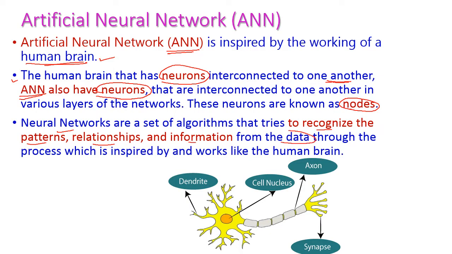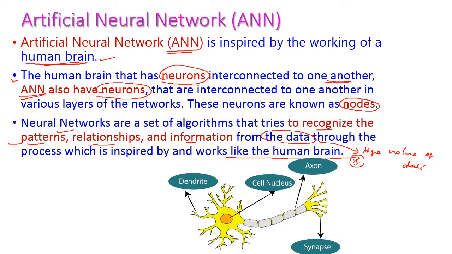The data is actually a very huge volume of data. From the huge volume of data, we need to recognize the patterns, relationships and information among the data, right? And the process is inspired by working like a human brain. This is important. Artificial neural network will work like the human brain, and this is the sample diagram for a human brain.